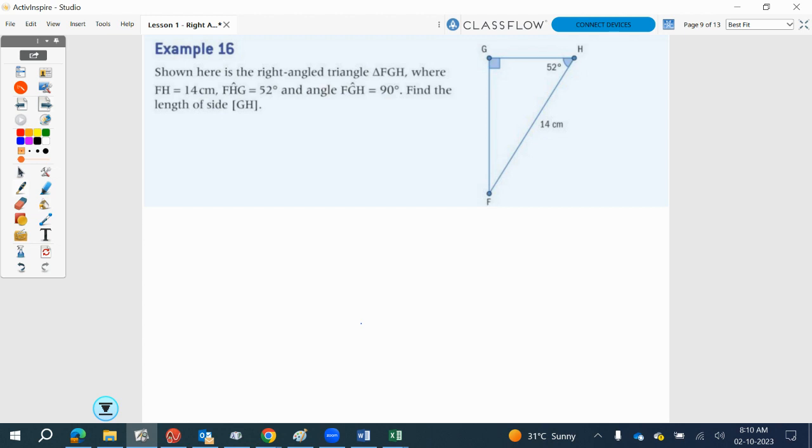Which side are we after? Okay. Where's the reference angle? What sign's the angle? How many degrees?